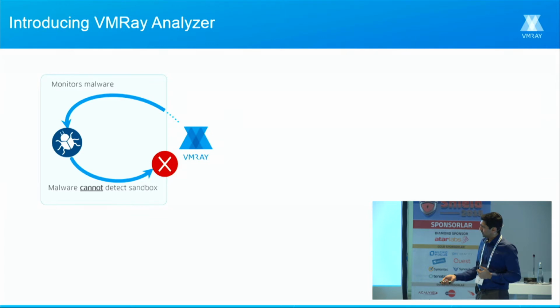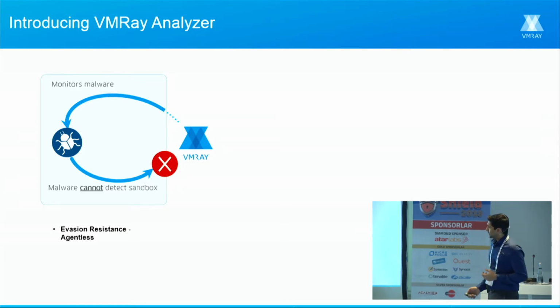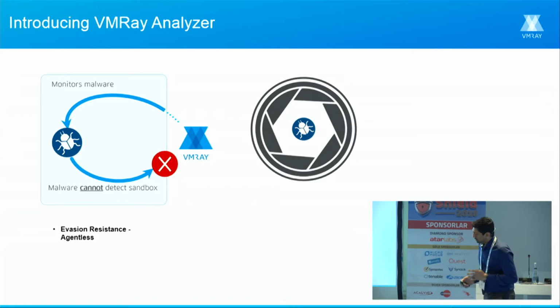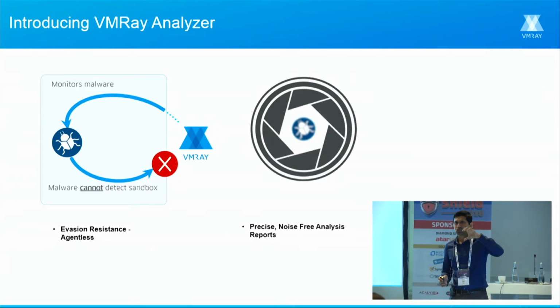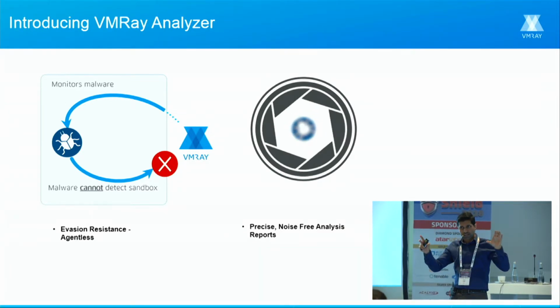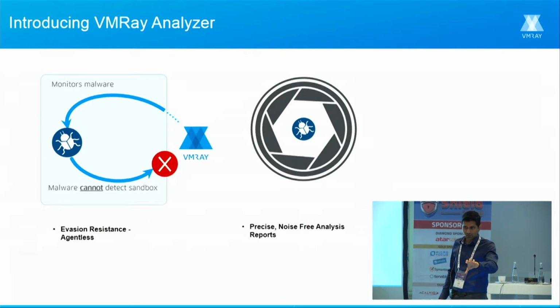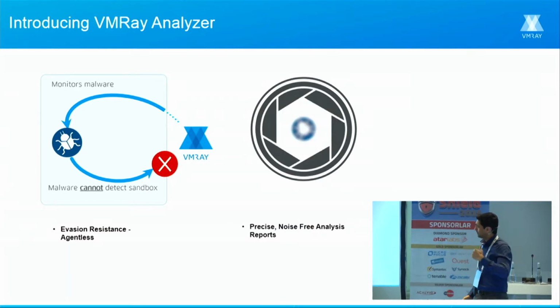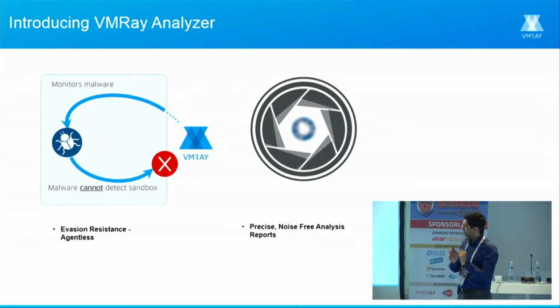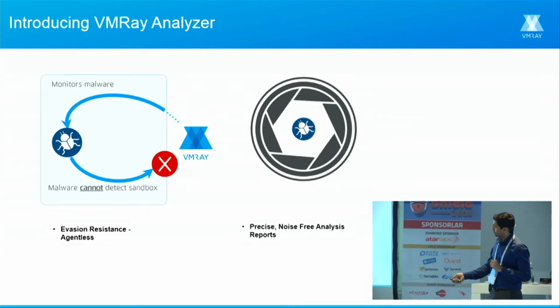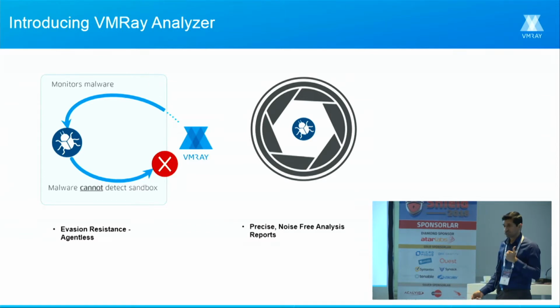Right? So the result is evasion resistance and what we call an agentless approach or a hypervisor-based approach to sandboxing. The second advantage is basically the ability to automatically adjust the level of monitoring. Do you want to see what the malware is doing at a high level? Do you want to see details of what the malware is doing at the operating system level? Being able to adjust that monitoring granularity gives you precise, noise-free analysis reports.